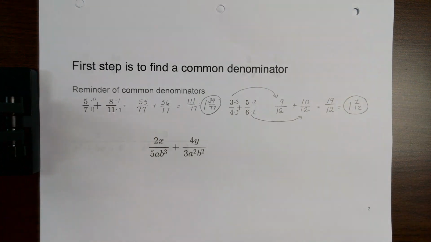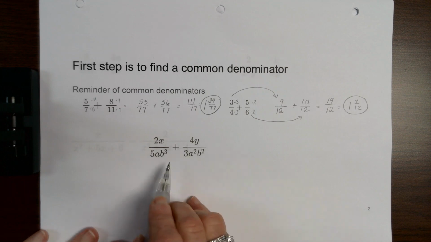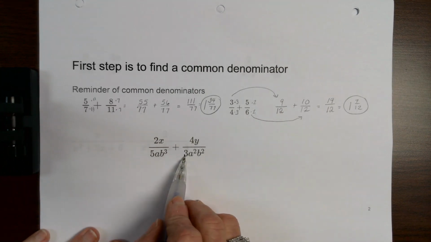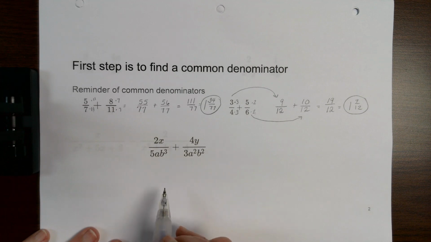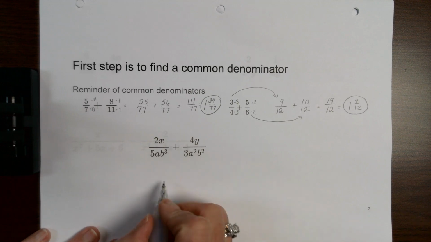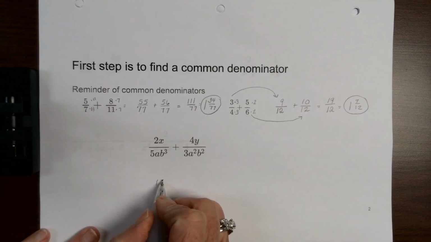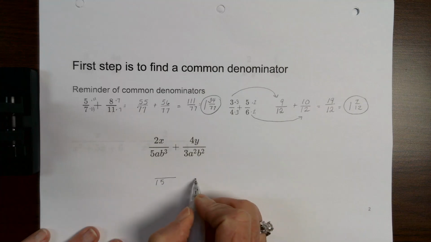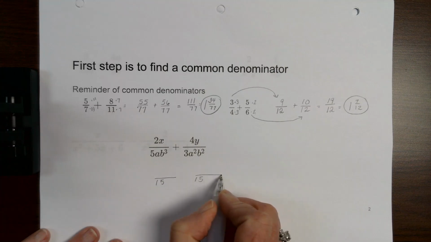All right, but that's just a little refresher, because what you're going to do here is involve variables, and you're going to find the common denominator. So let's start with this one. I look at the 5 and the 3, the coefficients, and the very first thing I ask is, what is the smallest number that both 5 and 3 can go into? And it would be 15. So I know 15 is going to be a part of my common denominator.